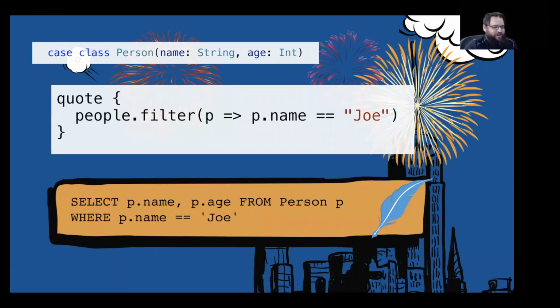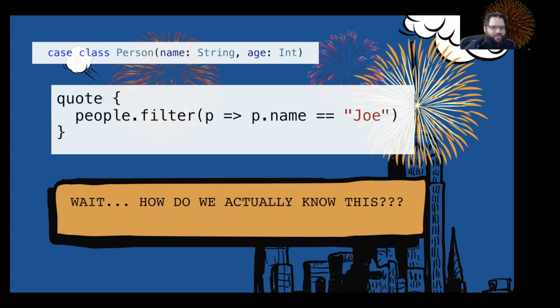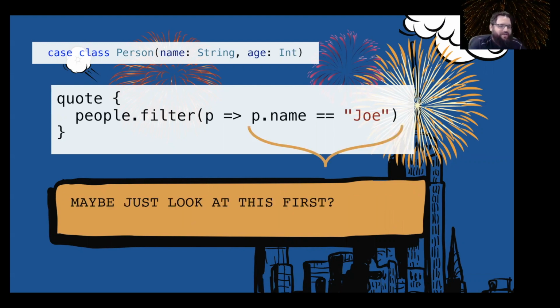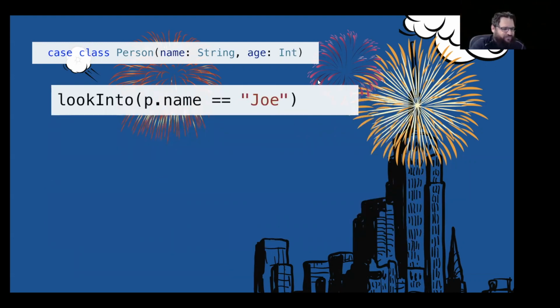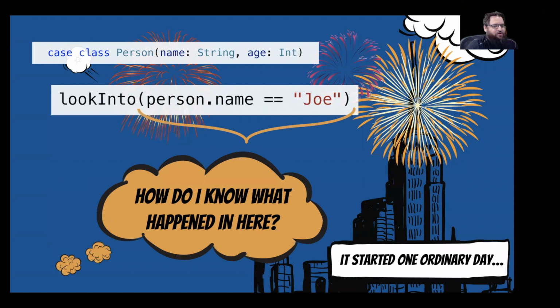So this is what Quill does, right? You've got your quotation. At some point you execute it and it creates a SQL query, right? Well, how does it actually do this? How do we know what the SQL query is? That's the fundamental question that is asked of DSLs, right? Let's look at this first. What's this? How do we know what is inside of here? So let's make this a bit longer, right?